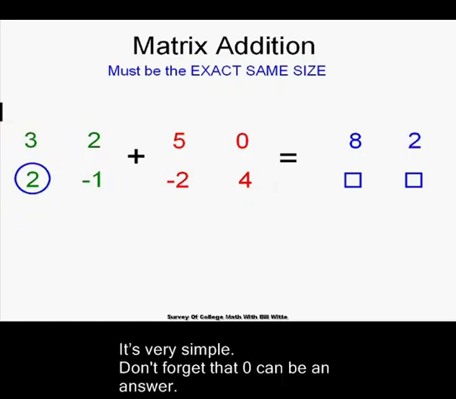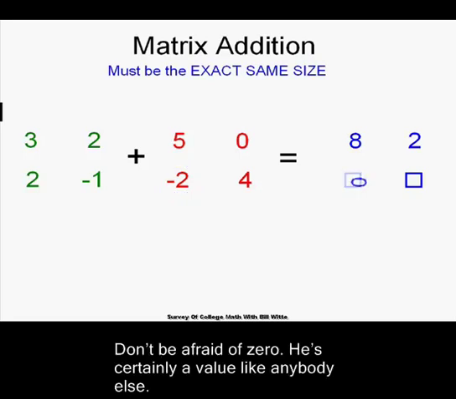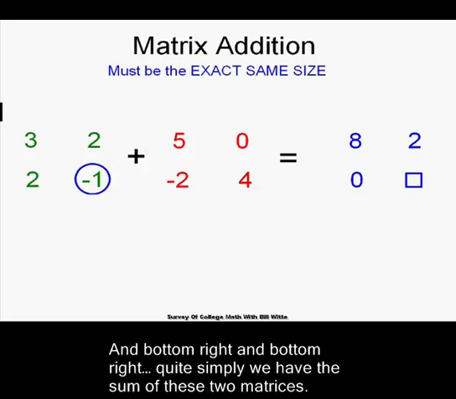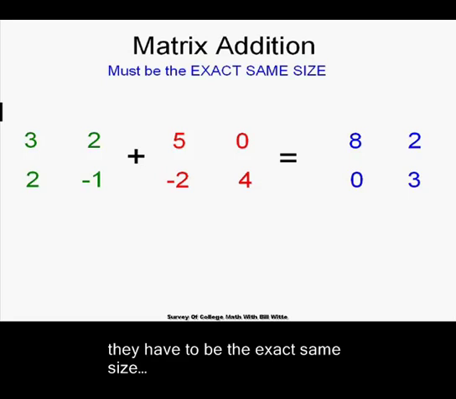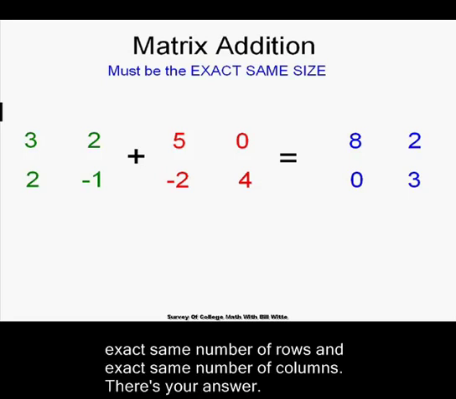Very simple, isn't it? Don't forget that if we add these two, 0 can be an answer, so don't be afraid of 0. It's certainly a value like anybody else. And bottom right and bottom right, quite simply, we have the sum of these two matrices. We've actually done matrix addition. But remember, once again, they have to be the exact same size. Exact same number of rows and exact same number of columns. There's your answer.